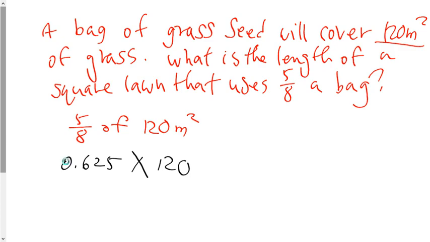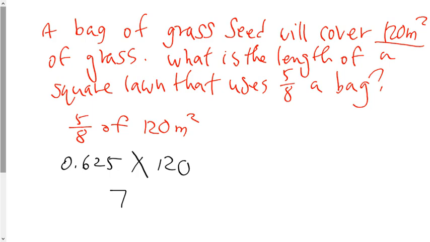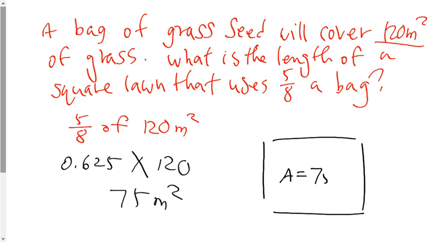Take your calculator. 0.625 times 120, or 62.5% of 120, is 75. So therefore, if I use 5/8 of a bag, I could cover a square lawn of 75 square meters. So 5/8 of a bag will cover this much area, agreed? But the question says, what's the length of the square? If I know its area, the square root of 75 will be its length, correct? So what's the exact length? The exact length of that lawn is the square root of 75.